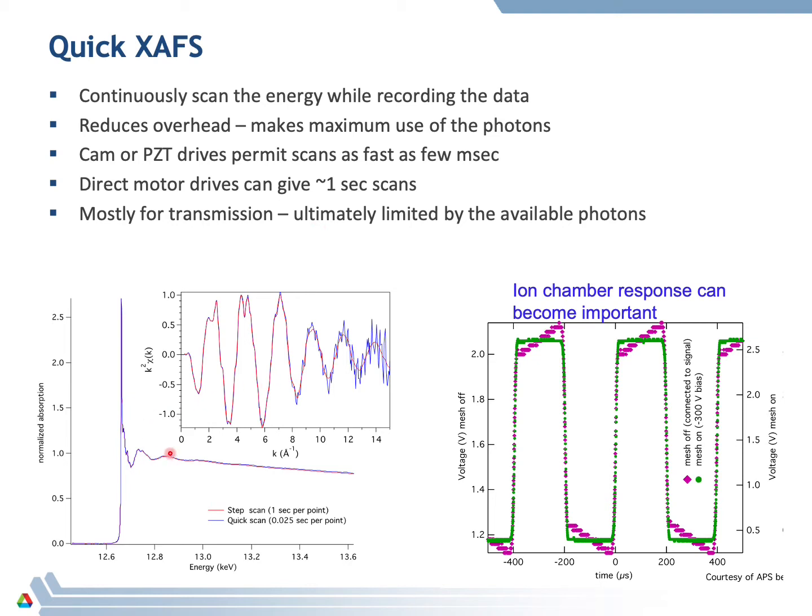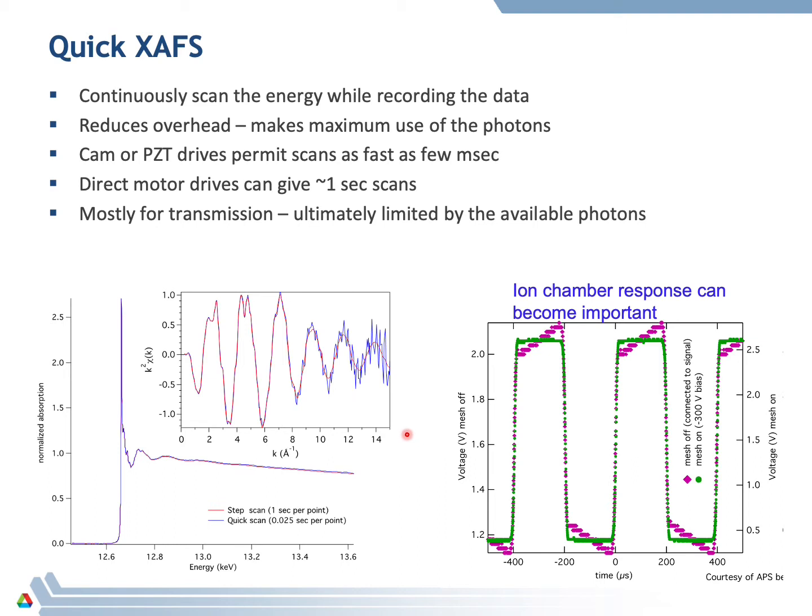This just shows an example of some data that we took at a bending magnet beamline where the flux is somewhat limited. If we measure fairly quickly, 25 milliseconds per point, we get essentially the same data as the step scan at 1 second a point, except there is somewhat more noise in the data at higher K, just due to the limited flux that we had.